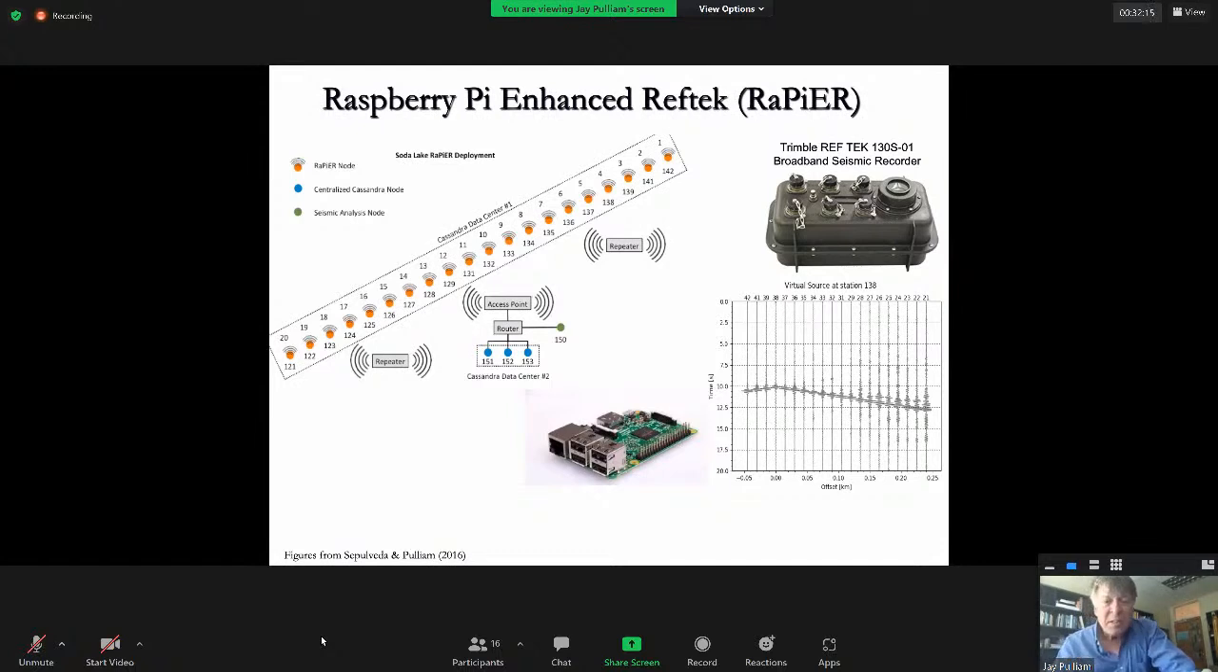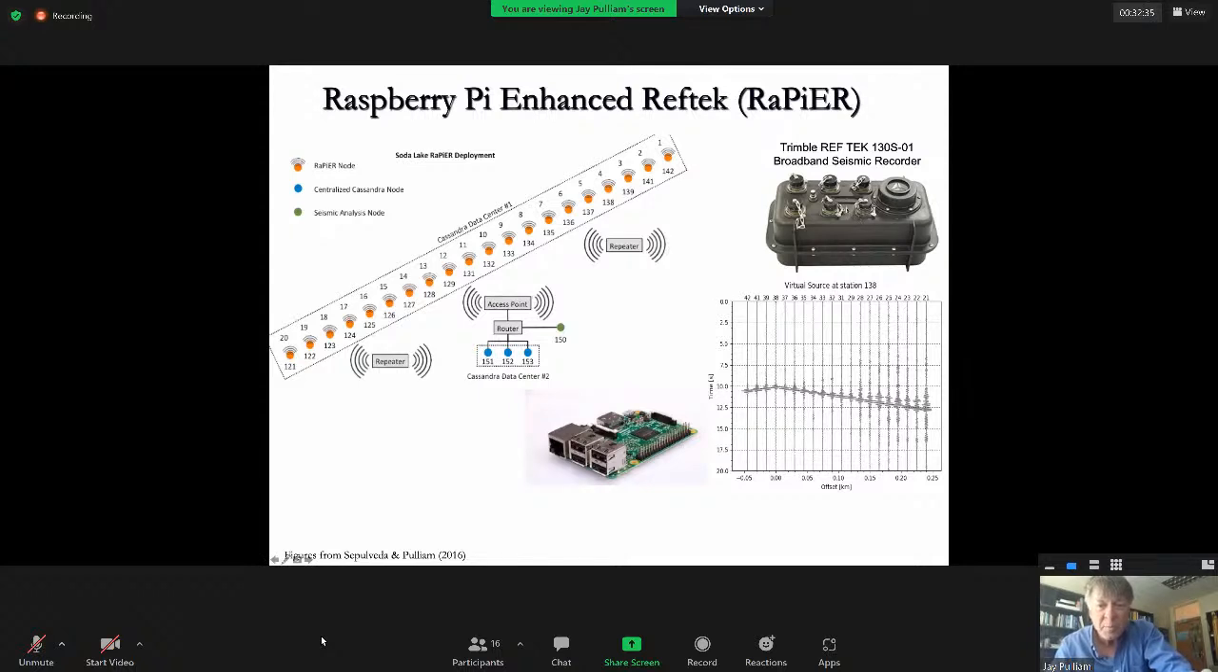Okay, so the keys to this were using this RefTech broadband seismic digitizer and recorder. That was made by RefTech there in Plano, I think it is, or somewhere around Dallas. There are thousands and thousands of these things around the world. This is the standard tool for broadband seismology that I've used for many years. And so the problem is it's kind of old-fashioned now.